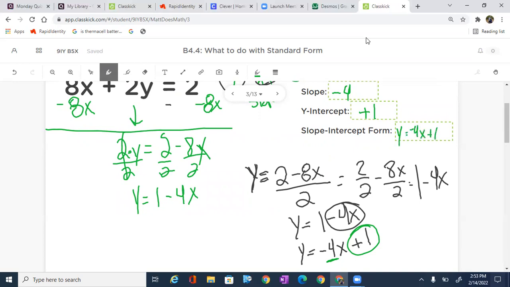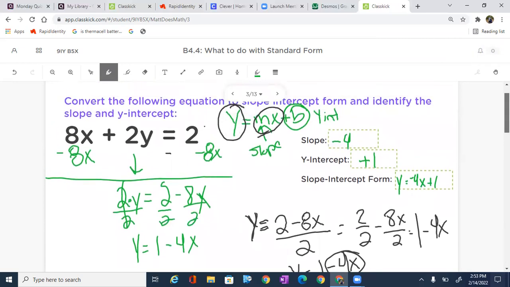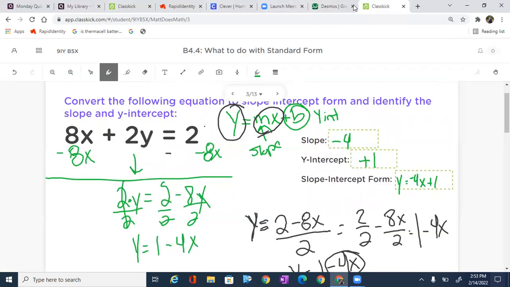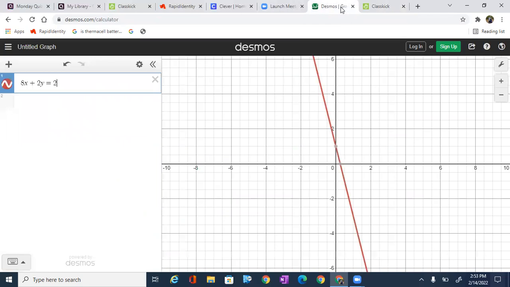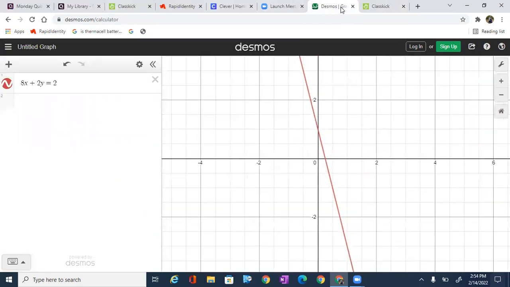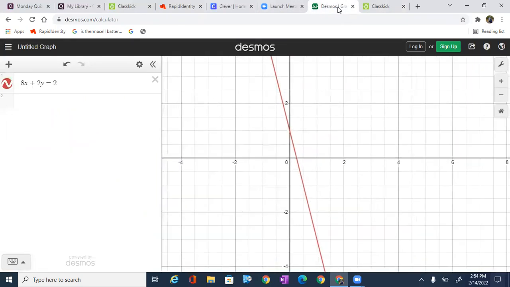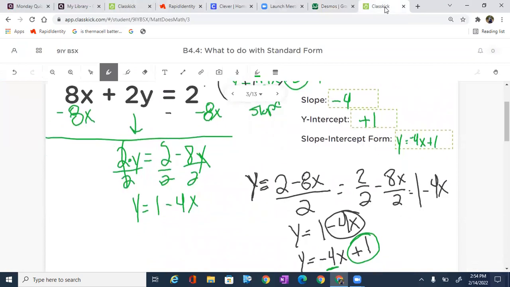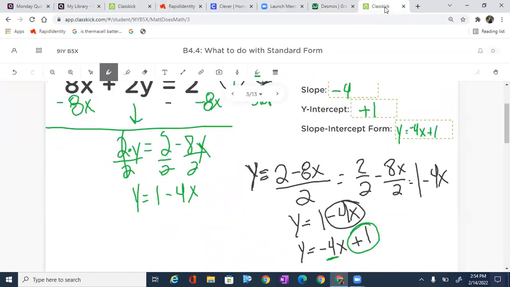Now, I know I've written a lot of answers down, but we're not going to be able to do this unless we're 100% correct. So I'm going to go to MattDoesMath. I'm going to type in the original equation, 8x plus 2y equals 2. And you'll notice that graph lines up. All we've done is convert the form. So if we convert the form, the answers should be exactly the same.